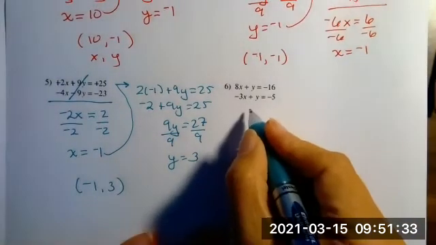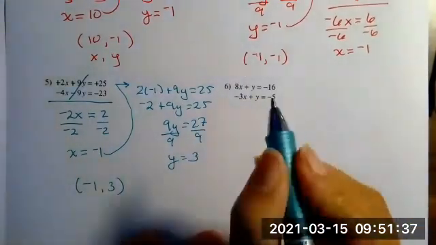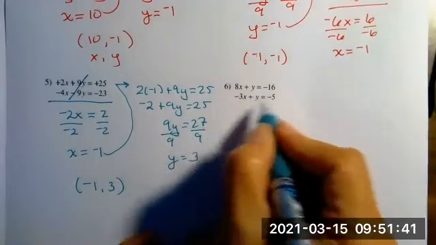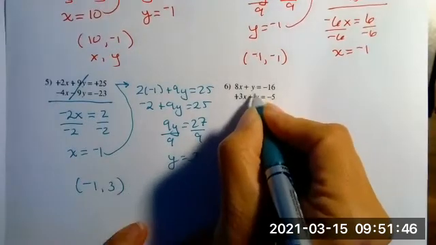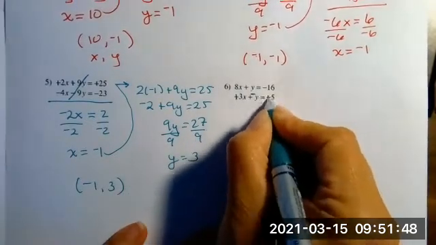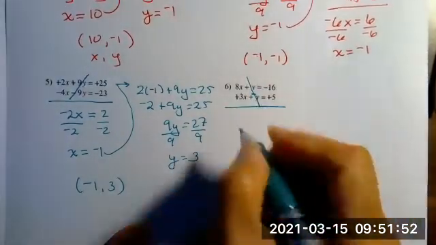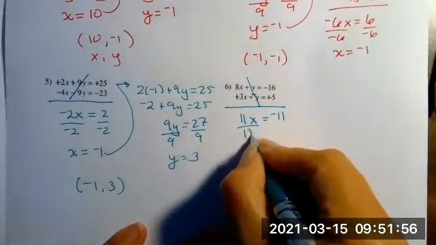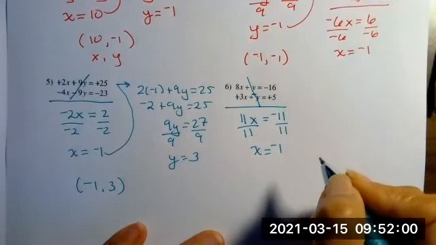Let's try this one. Again, I don't have opposites. I can make opposites by changing the sign on every single one. I'm going to change the top ones. I really haven't messed with the bottom one. So then that becomes positive, that becomes negative, that becomes positive. These go away. I have 11x equals negative 11. Lots of ones. Negative 1.